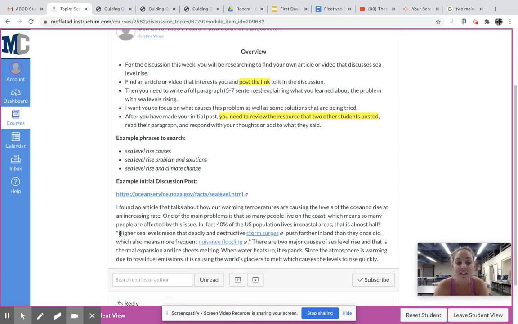But if you notice here, I did include a quote from the article and I put it in quotations. So you can put a sentence or 2 from the article, if you think it's a really important sentence, you can put it in there, but you can't count that sentence as one of your 5 to 7 sentences. So please make sure that you are talking about what you learned from that source.